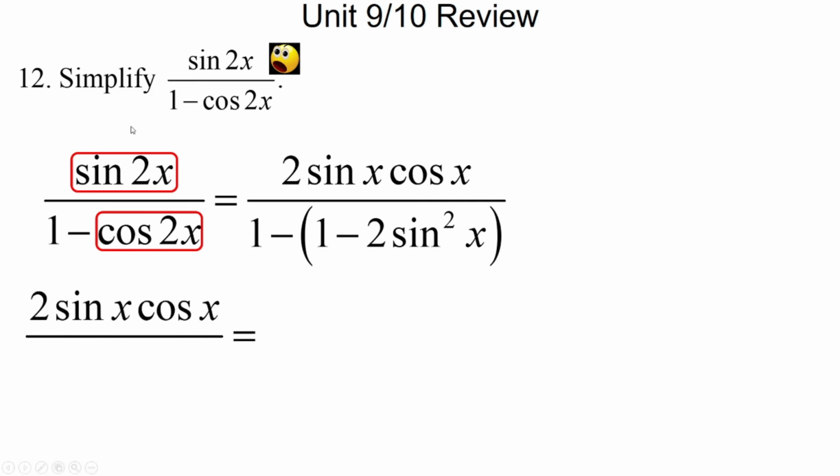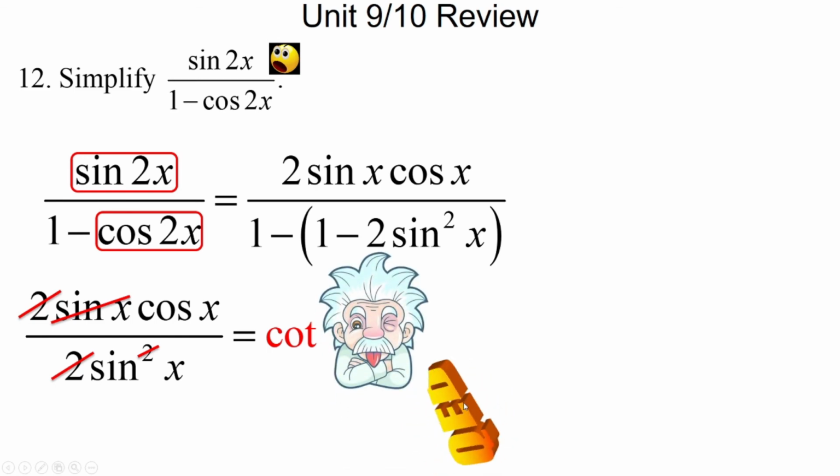There we go. And I hope you see right now why I did that. So right here, let's just clean up our divisor. 1 minus 1 is gone. And then I have minus a negative 2, that's 2 sine squared of x. And now let's simplify. 2's cancel. Factors of sine cancel. And I see a cosine of x over sine of x. And isn't that cotangent of x?